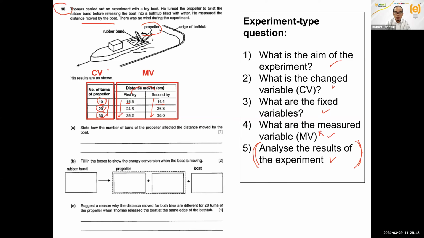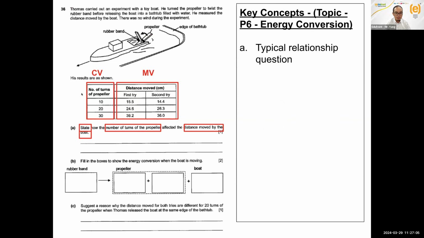Those of you in my class, you know that I've given you a template and we have discussed this quite in depth. When you see any kind of experiment question, these are the questions that you must ask yourself before you start answering the question. Okay, now let's answer the question itself. Question number 1, they ask you, state how the number of turns of the propeller affected the distance moved by the boat.